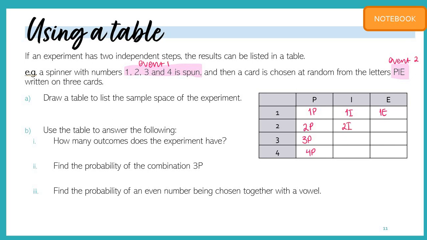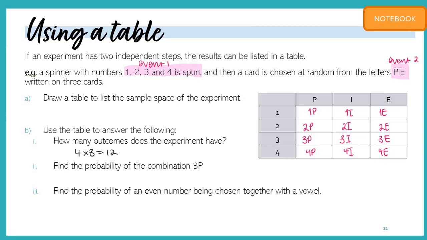And so we're assuming that the number is going to get picked first, but also if they're two independent steps, it doesn't actually matter if I spin the wheel and then pick the letter or if I pick the letter and then spin the wheel, okay? But we've got our total sample space here. So looking at this table, how many outcomes do we have? Well, it's going to be the 4 times 3. So we have 12 outcomes. If, let's say, event 1 had 5 outcomes and event 2 had 7, then it would be 35 outcomes.